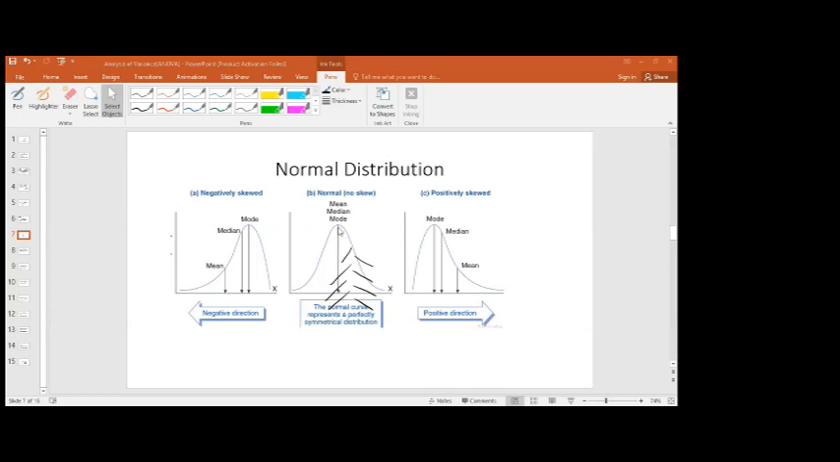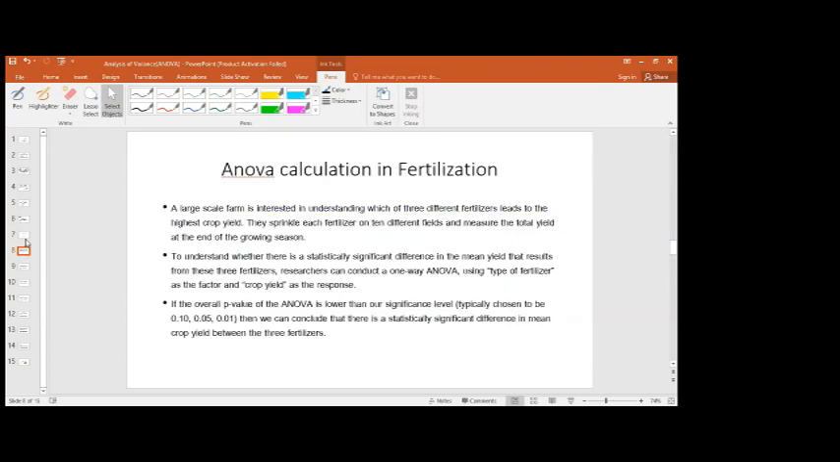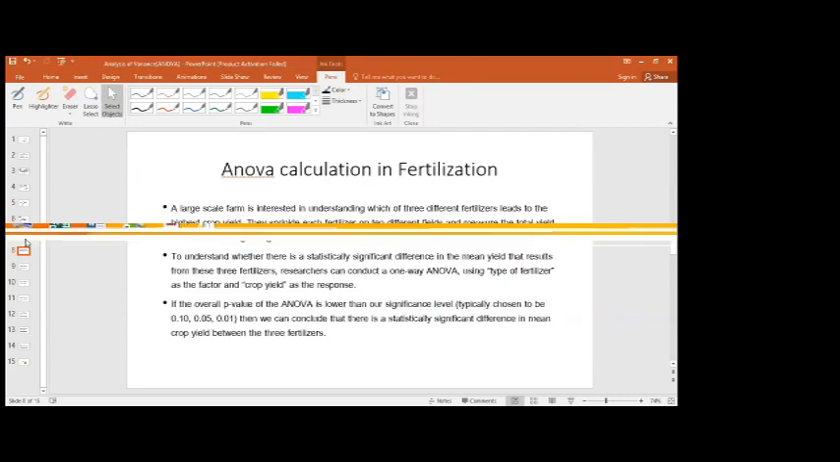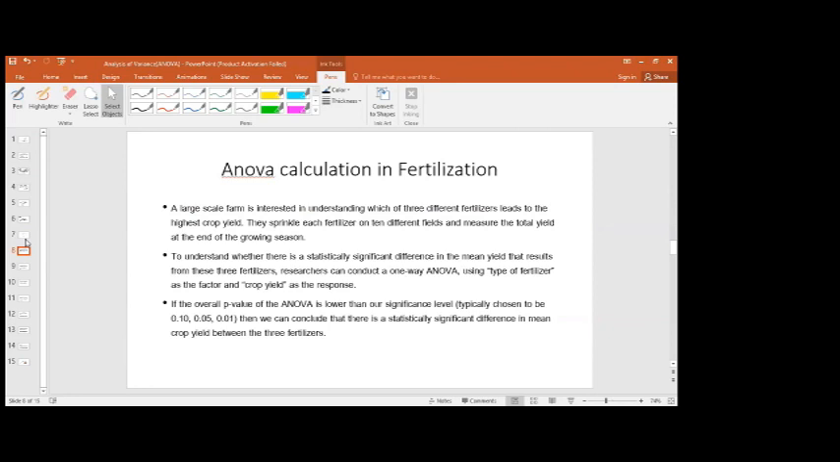Okay. This is the normal distribution graph where there is no skewness, no negatively skewed, no positively skewed, or no skew. Only mean, median, and mode are on the center of the data. So the normal curve represents a perfectly symmetrical distribution. Next, we will talk about the applications of ANOVA.